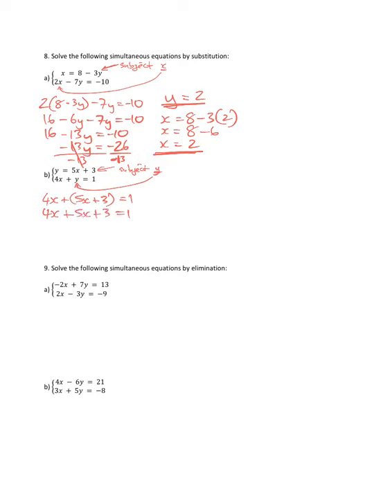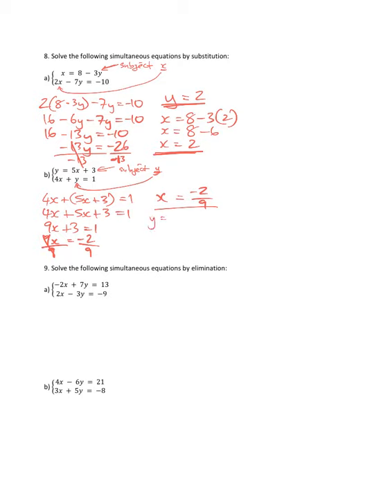Collect like terms. 4x's plus 5x's is 9x's plus 3 is equal to 1. Want to get rid of the positive 3, so take 3 from both sides. 1 take 3 is going to be negative 2. Opposite of timesing by 9 is dividing by 9 on both sides, it gives me x is equal to negative 2 on 9, which doesn't cancel down.